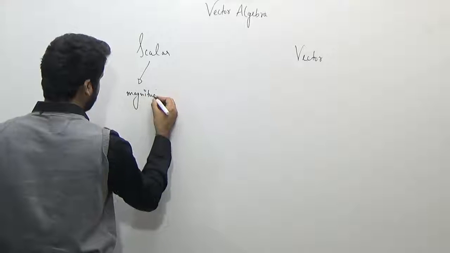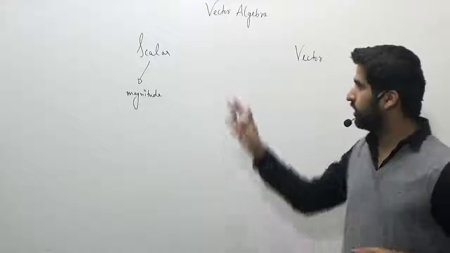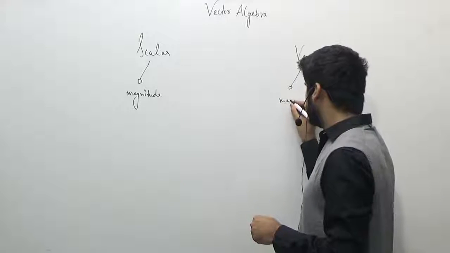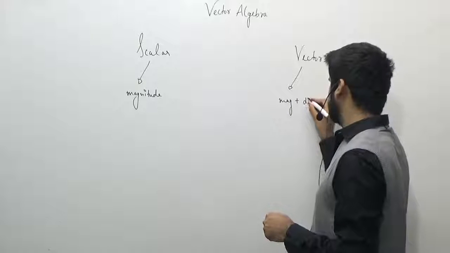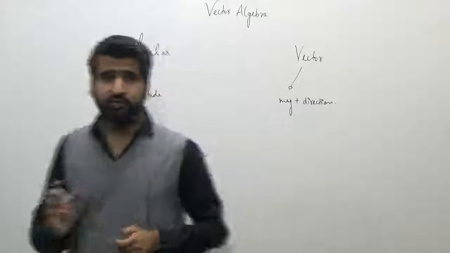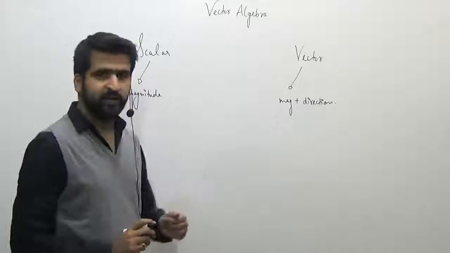So a physical quantity which has only magnitude is called a scalar. But a vector will have magnitude as well as direction. So a physical quantity which has both magnitude and direction is called a vector. So this is the basic difference between scalar and vector.